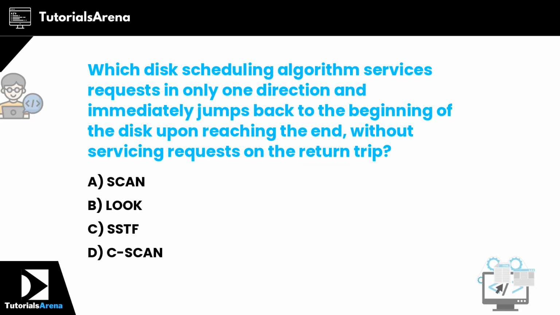Which disk scheduling algorithm services requests in only one direction and immediately jumps back to the beginning of the disk upon reaching the end, without servicing requests on the return trip? The correct answer is option D, C-SCAN.